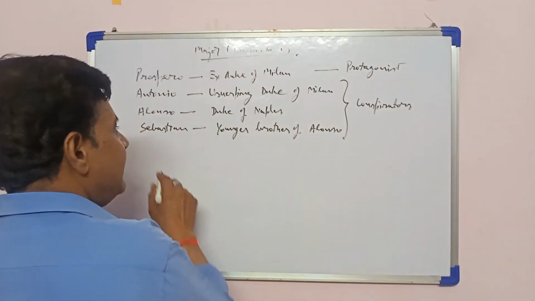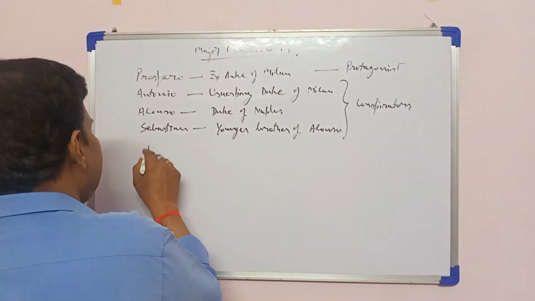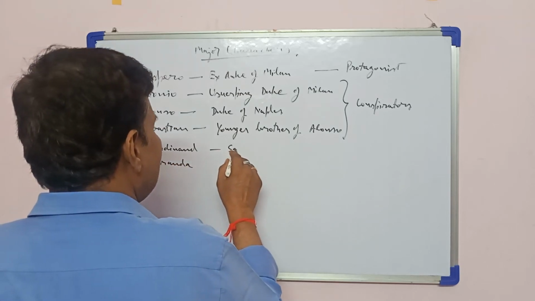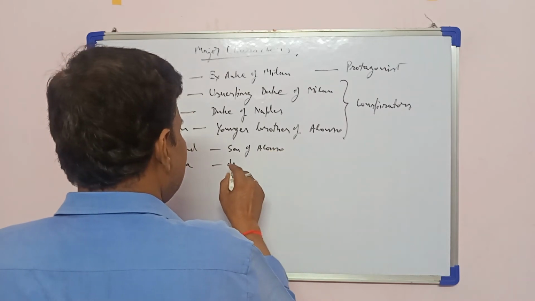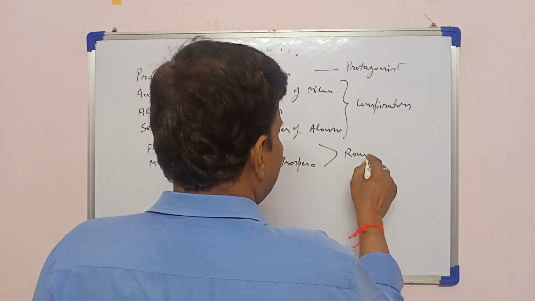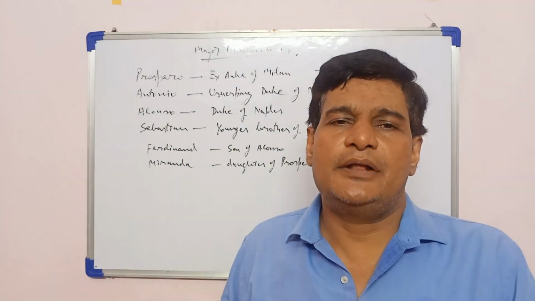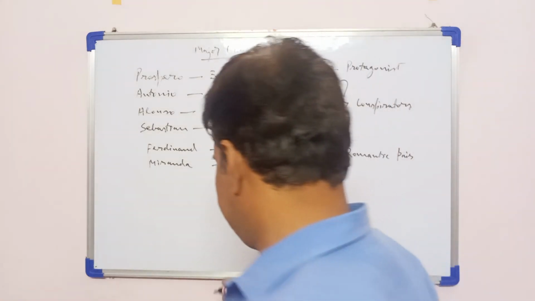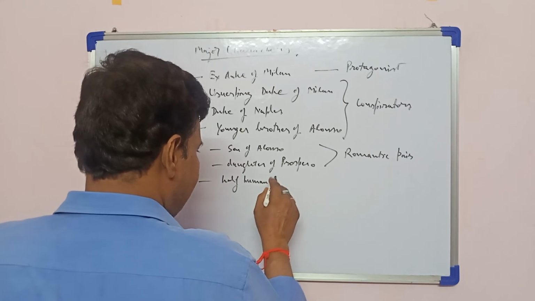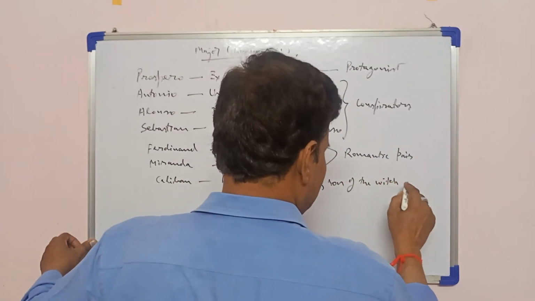After that, we find a romantic pair also, that is Ferdinand and Miranda. Ferdinand is the son of Alonso, and Miranda is the daughter of Prospero. So these are the romantic pair in this play. And then, as I told you, there is the half human, half beast, a negative character, Caliban, the son of the witch Sycorax.